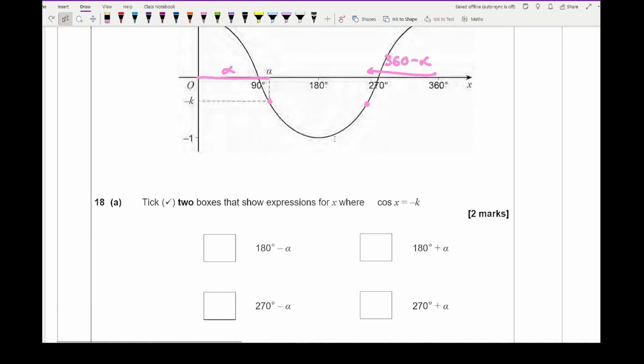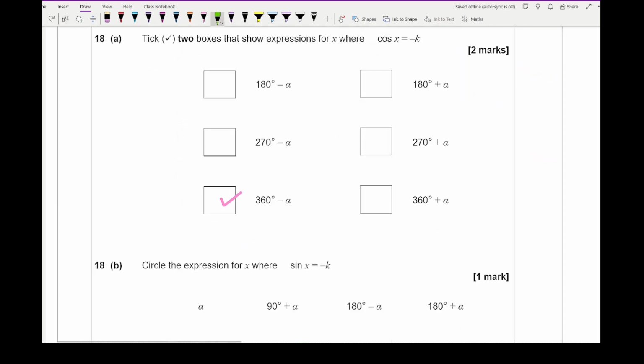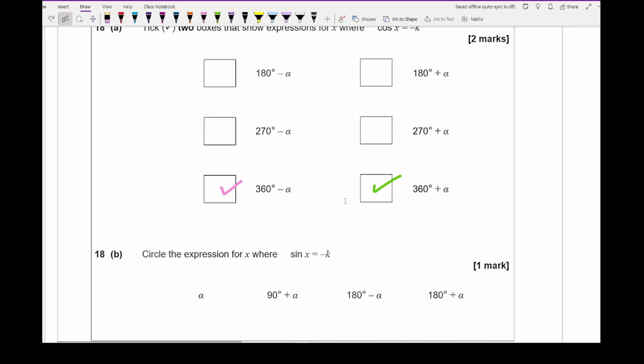Now, to work out the next possible angle, what I need to do is continue this curve, so it looks like this. At this point here, that is going to be 360 plus 90, which is 450, and this is the other value. To find that other value, I need to work out this distance here, and that distance there is also alpha. So to work out this point here, I need to do 360 plus alpha, which is the other value. So the boxes I need to tick are the bottom two options.